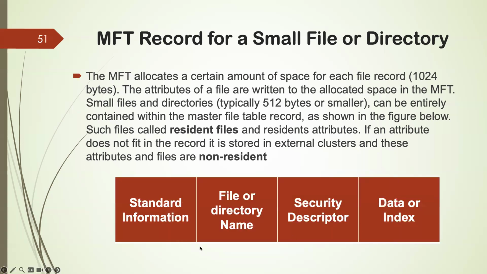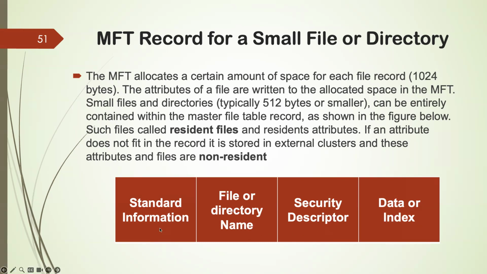So this is how one entry in an MFT table will look. You can see that every folder or file is considered as a bunch of different attributes. So you have standard information, which is one attribute, file or directory name, another attribute, security descriptors, the third attribute, data or index, the fourth attribute, and so on. So in this way, you can have one file or a folder as a combination or as a group of different attributes.